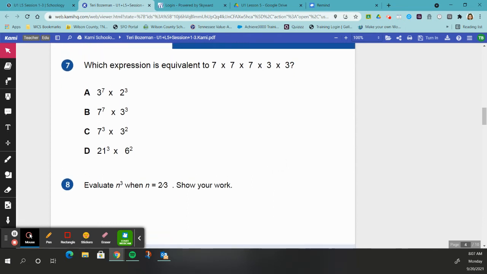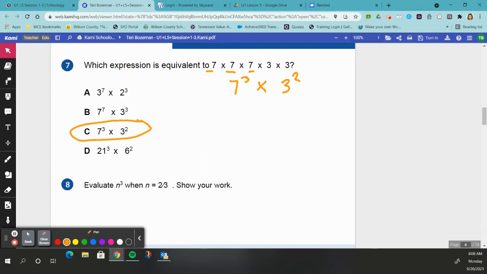So number 7 here says, which expression is equivalent to 7 times 7 times 7 times 3 times 3? Now remember, when we write exponents, we do the base. So this has 2 different base numbers. We have 7 being repeated, and then we also have 3 being repeated. So then we look at how many times did 7 get repeated? Well, 1, 2, 3 times. Times, how many times did 3 get repeated? Well, it got repeated 2 times. So then we just look for an answer choice that matches this, which would be C in this case.